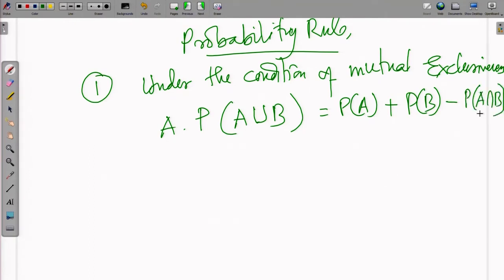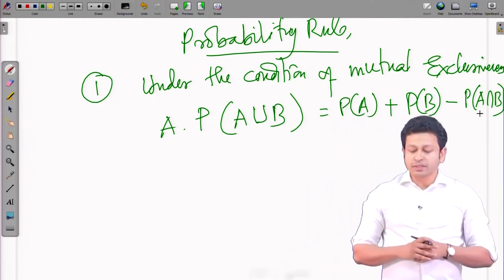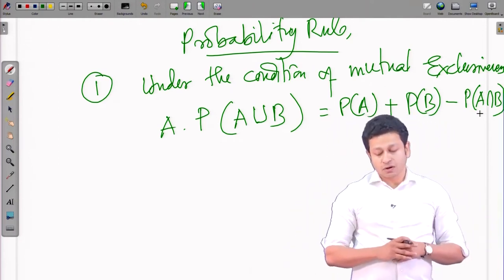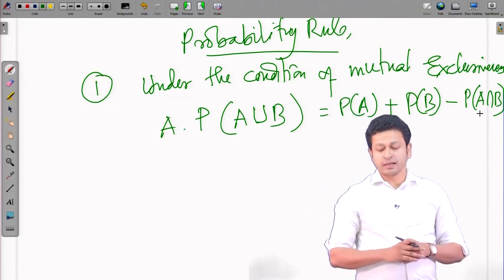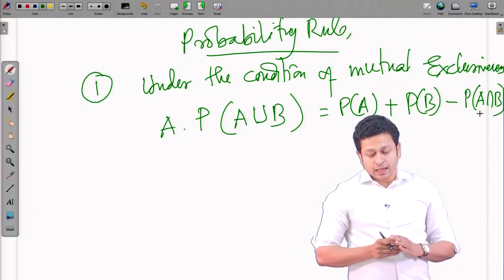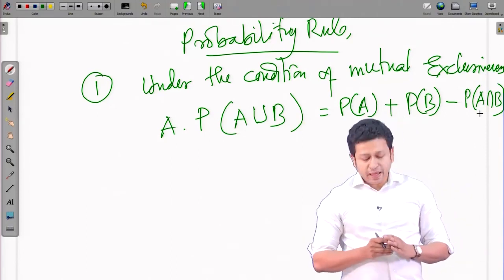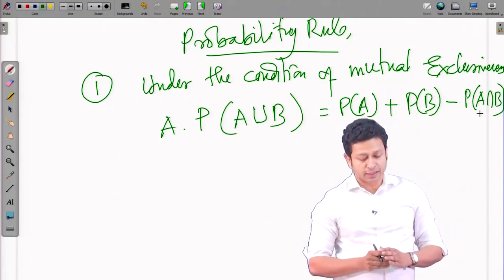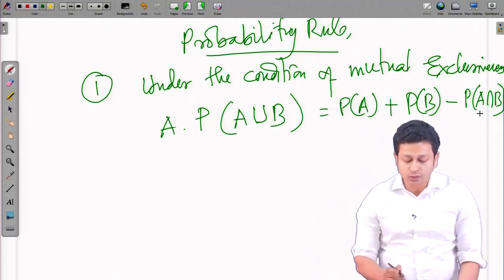Now, I am not going to explain this formula in detail. In case you are not familiar with this formula, I would recommend that you look into the textbook of N.G. Das, or even Levin's textbook. They will give you a clear idea of how this formula has come about.